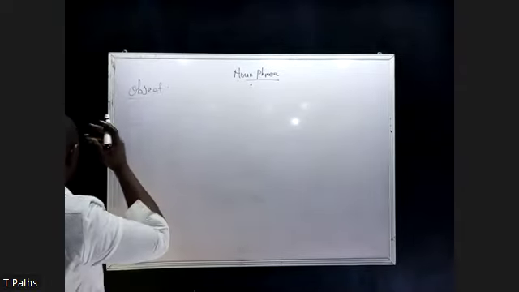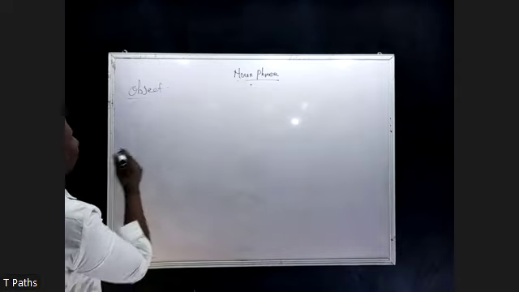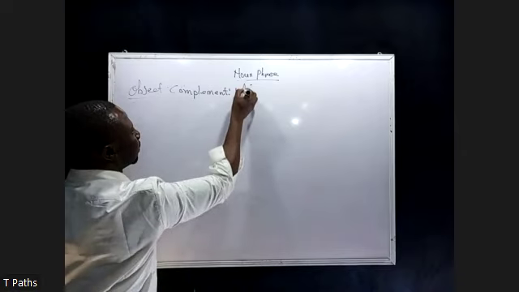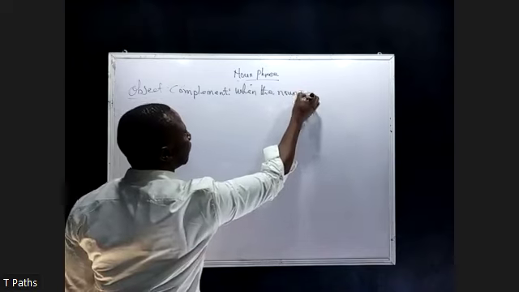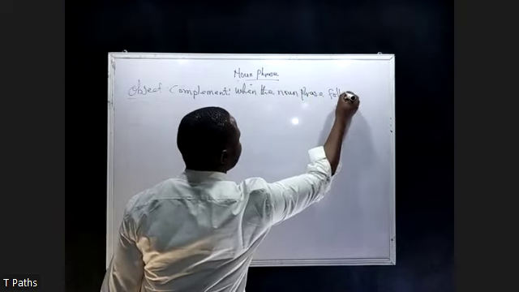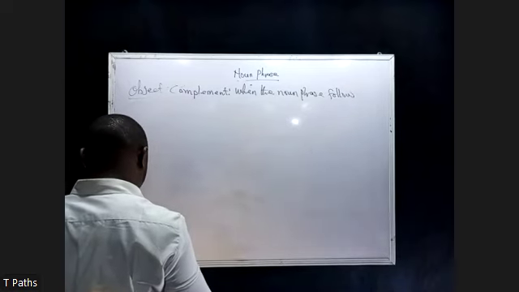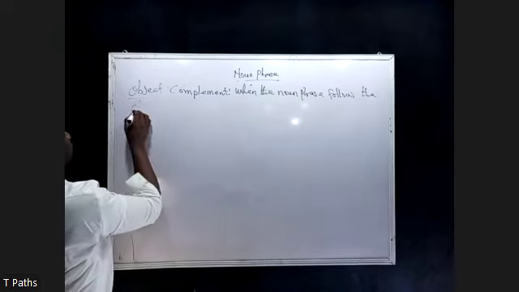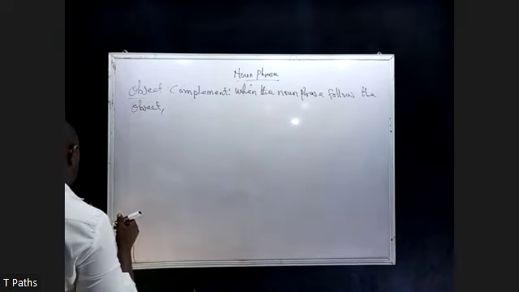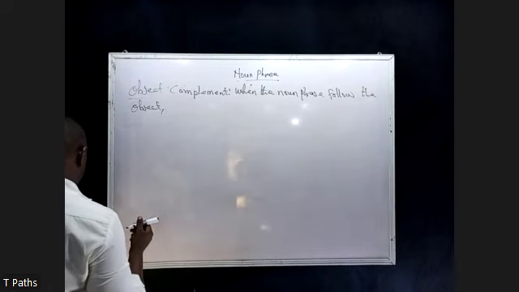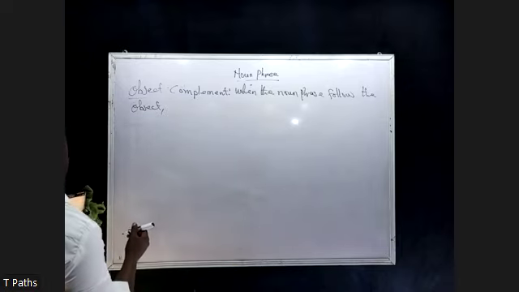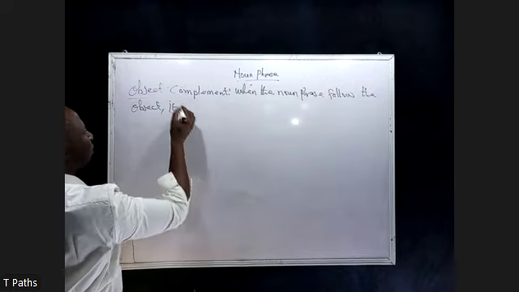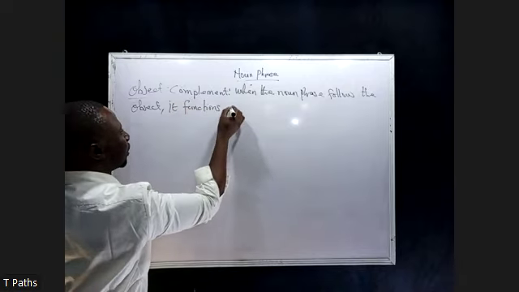Now let's move forward. When the noun phrase follows the object, comma, it functions as the object complement.